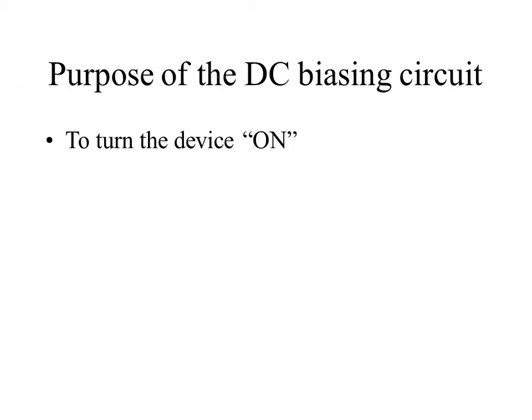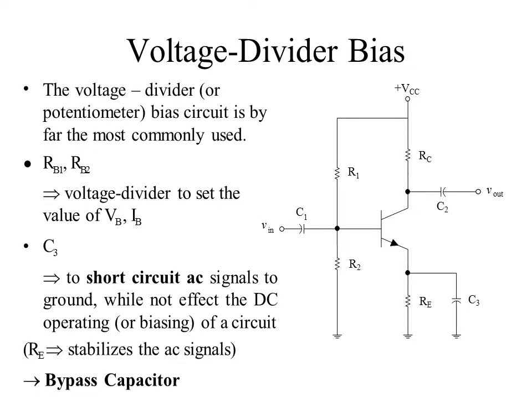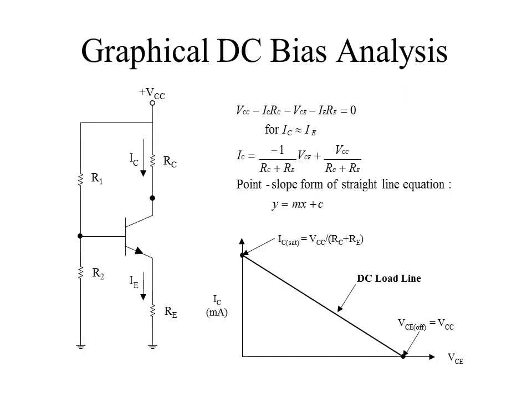Purpose of the DC biasing circuit: to turn the device on, as I already mentioned, and to place it in operation in the region of its characteristic where the device operates most linearly, that is, in order to set the Q point. Then we already discussed voltage divider biasing, and this is the graphical DC bias analysis, which I also explained in the online class. This is the DC load line, and in the center we will be choosing our Q point, or operating point, such that the transistor will behave as a truthful amplifier.